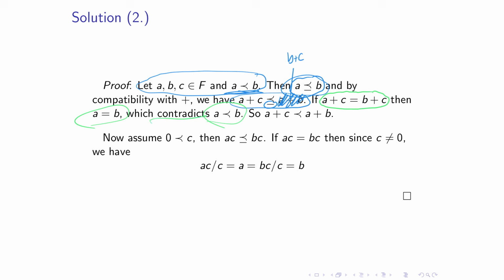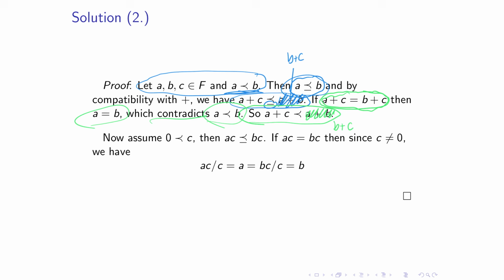So we get a contradiction, and we are now able to say that because they do not equal each other, A plus C does not equal B plus C, and again, I have this same typo, so that should instead be that A plus C precedes strictly B plus C. So there is the proof for compatibility with addition.